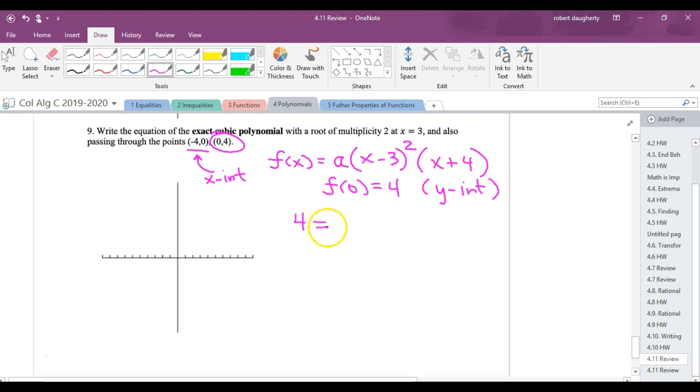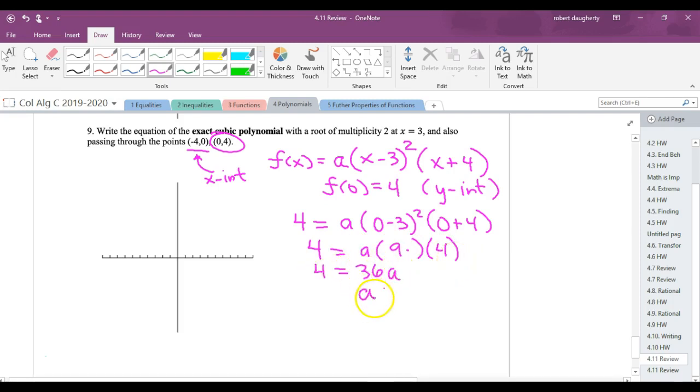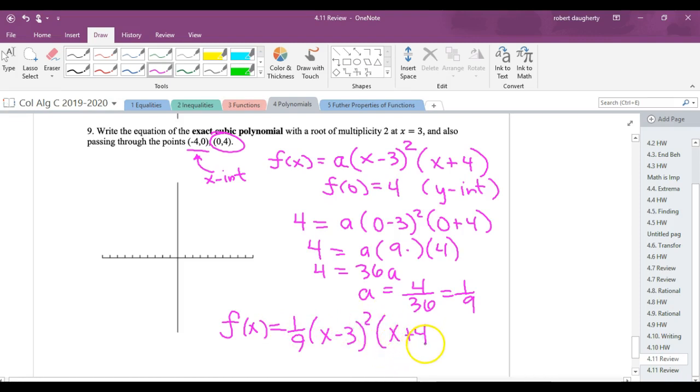So 4 has to equal a times (0 minus 3) squared times (0 plus 4). So 4 is equal to a times 9 times 4. So 4 is equal to 36a, or a is equal to 4 over 36, which is 1/9. So this polynomial is f of x equals 1/9 times (x minus 3) squared times (x plus 4).